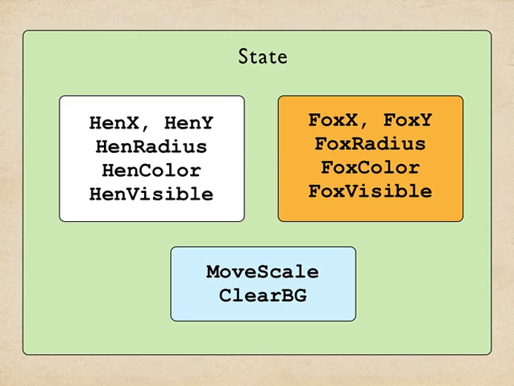So the only really unusual thing here is move scale, and that's actually the heart of the program. Let's look down at our grassy field, and here's our fox, and here's our hen. And all those global variables are used to just know where these circles are, what color they are, what radius they are. Here's what I do on every frame.